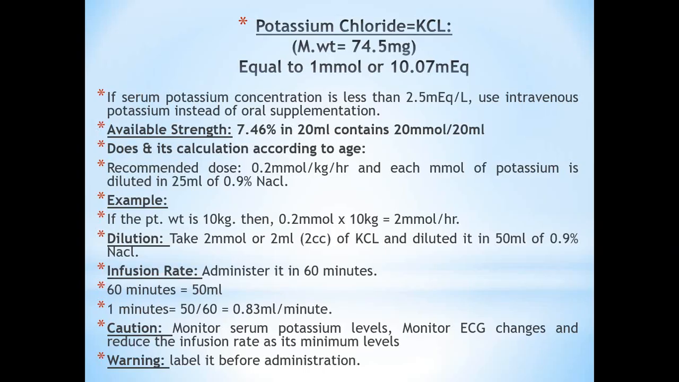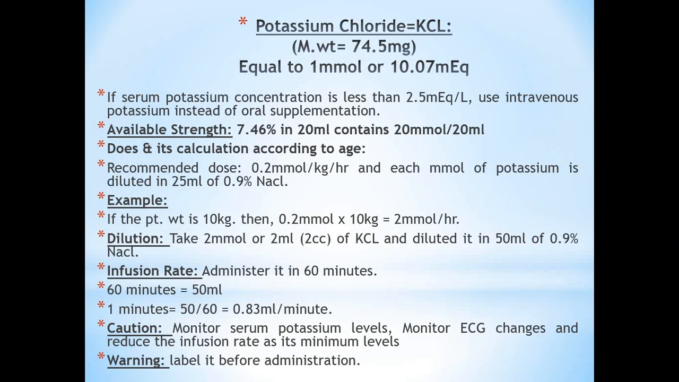Example: this patient is 10 kg, and 0.2 millimole multiplied by 10 is equal to 2 millimole per hour. Why should we take this per hour? Because after every 2 hours the level should be checked, as once intravenous infusion therapy is started, the level escalates very fast. So the electrolytes should be monitored every 2 hours, and it should not be taken as a continuous IV for a prolonged period of time.